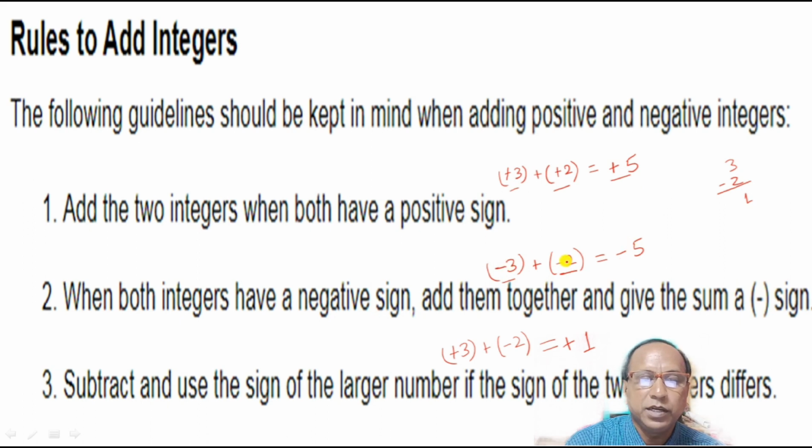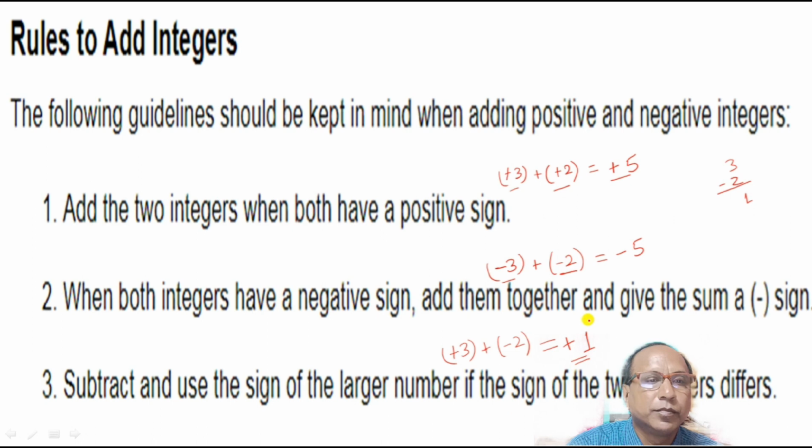Right? Subtract and use the sign of the larger number if the signs of the two numbers differ. That is plus 3 plus minus 2. What do you do? First of all, subtract the smaller number from the bigger one. That is 3 minus 2 is 1. Right? And the sign will be, see, this is minus 2, this is plus 3. It is greater than 2. Therefore, it will be positive in sign.